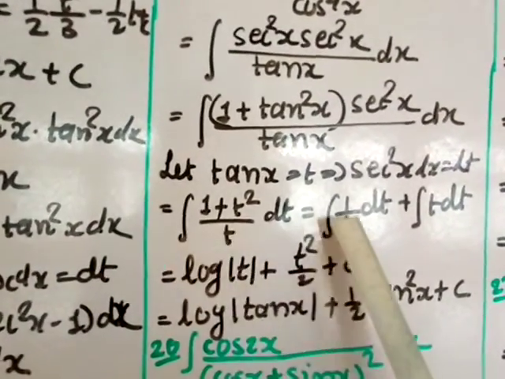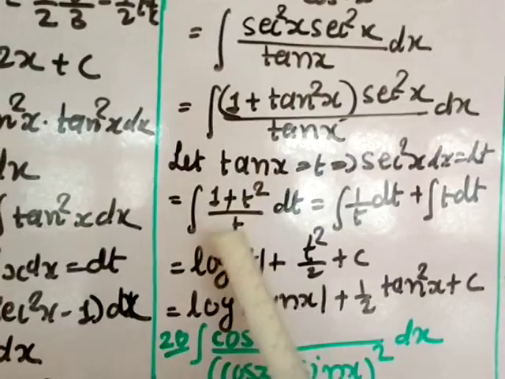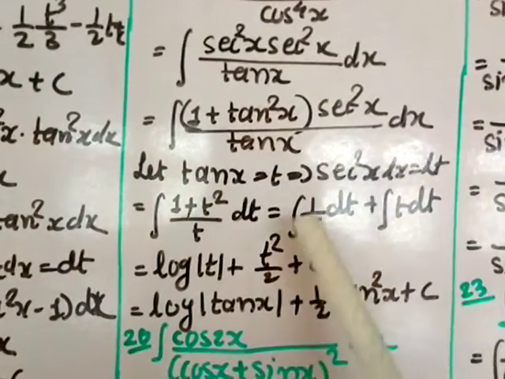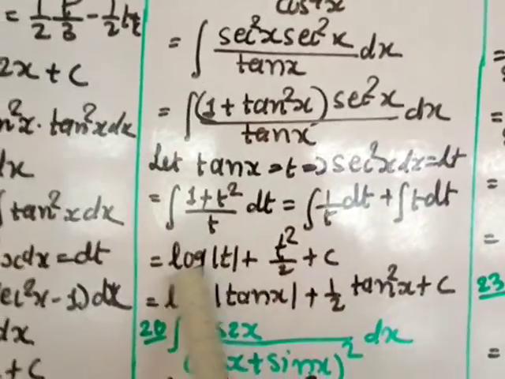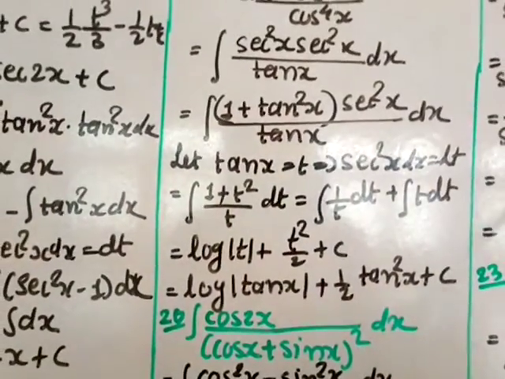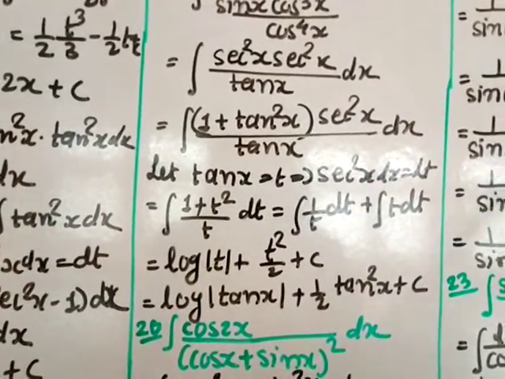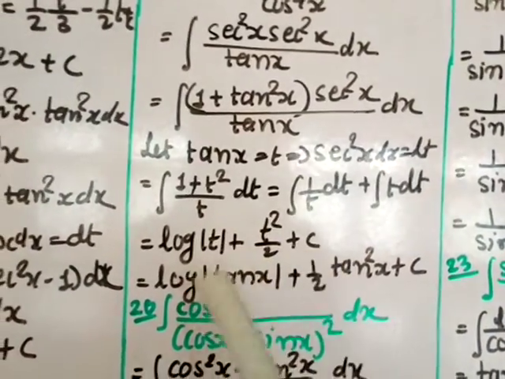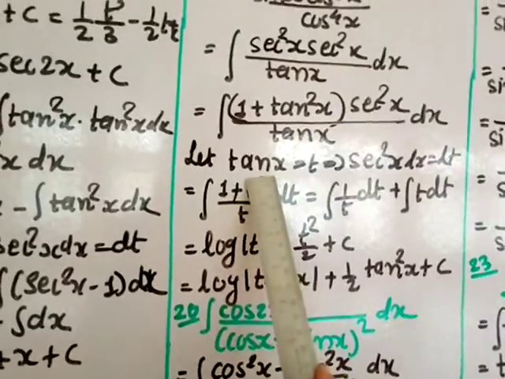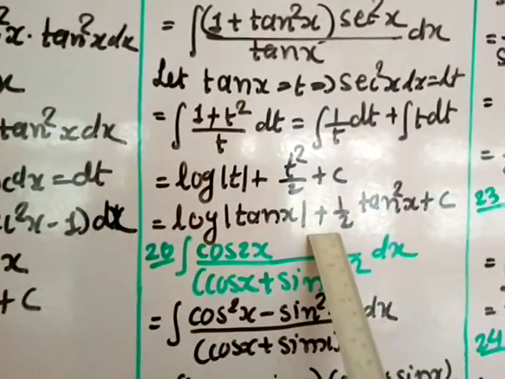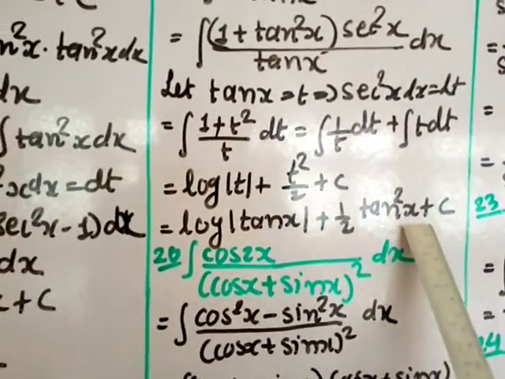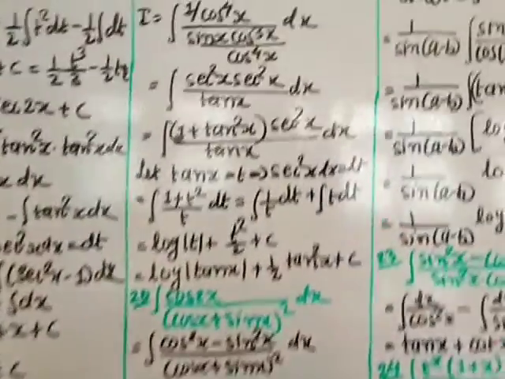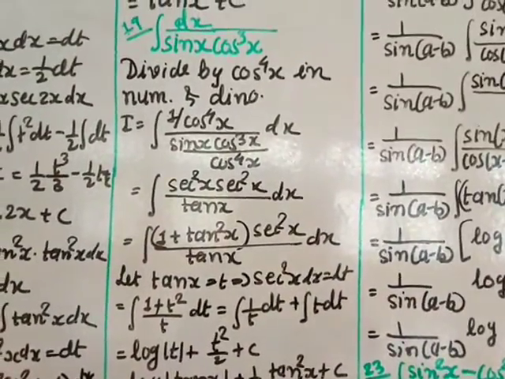Then I am separating, so 1 by t, and t square by t gives you t. So the integral of 1 by t dt plus the integral of t dt. For 1 by t you use log t, plus this one, t power n plus 1 divided by n plus 1. So t power 1 plus 1 means t square by 2, plus c. Put the value of t, you have taken t as tan x. So log tan x plus 1 by 2 tan square x plus c. This 2 I have written as 1 by 2 and t is equal to tan x, so tan square x. So that is the answer for question number 19.